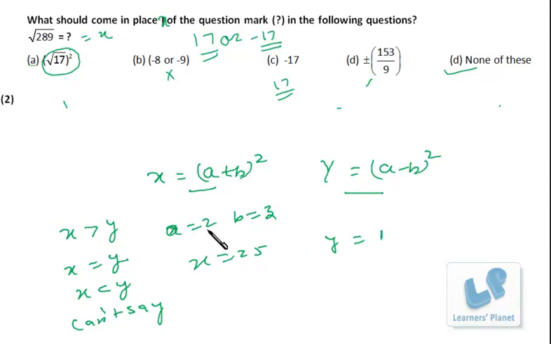But if I take a is equal to minus 2 and b is equal to 3, then in this case, x is greater than y. But now if I take a is equal to minus 2 and b is equal to 3, then in this case, it's 3 minus 2 plus 3 whole square. That means x is equal to 1 and y is equal to minus 2 minus 3, that is minus 5 whole square, that is 25. So in this case, x is less than y, isn't it?